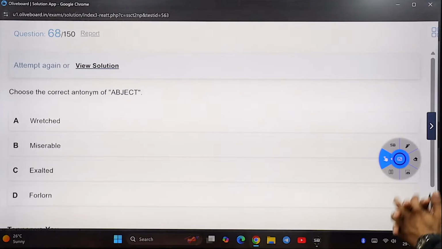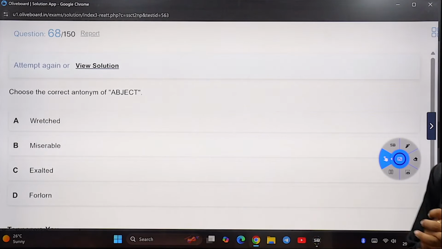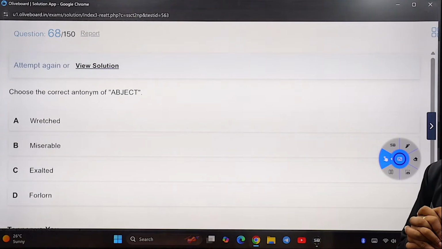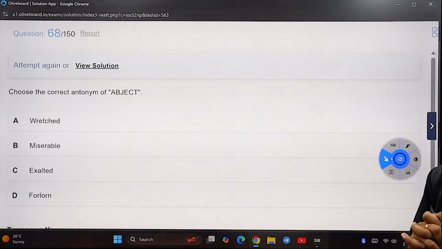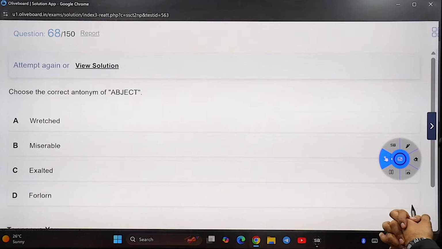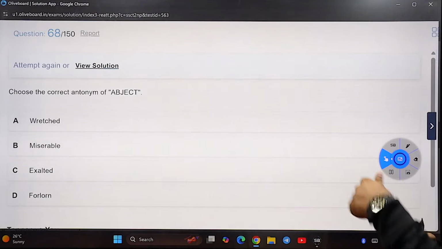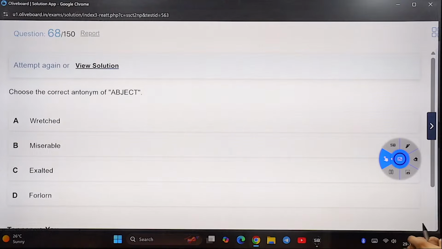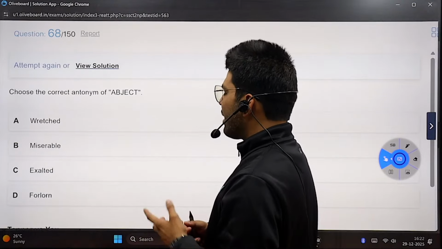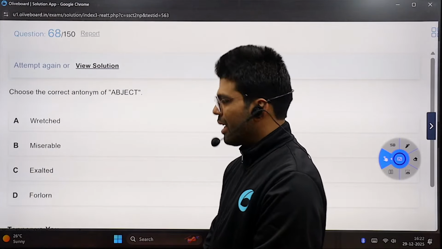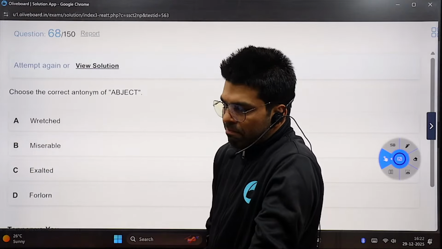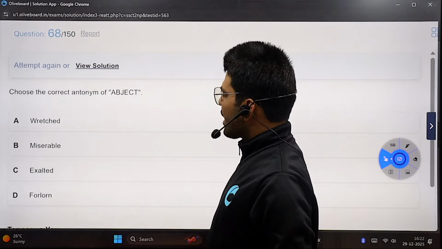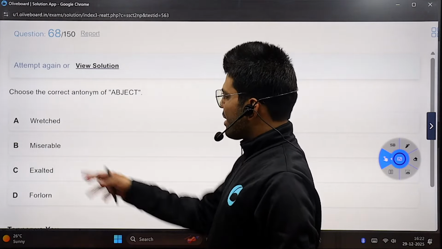Abject, dejected, sad, wretched, miserable, forlorn, exalted. Yes, Vaishnavi, chivalrous. Yes, of course. They are so easy to eliminate. Wretched is also sad, mournful, dejected, depressed, miserable state, forlorn, mournful, once again, exalting, happy, elated, extremely happy. The straight antonym.